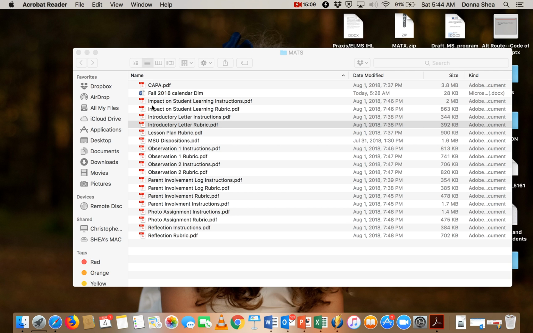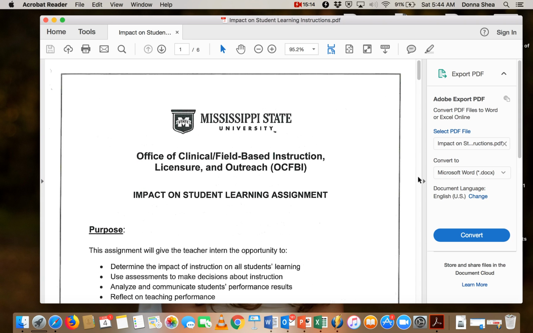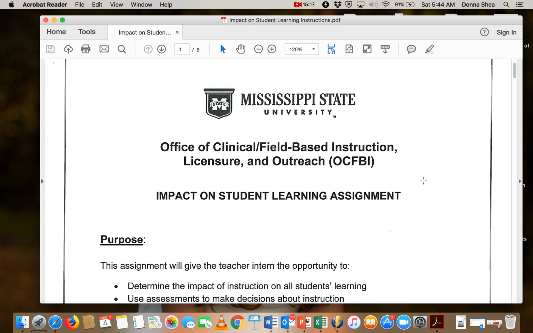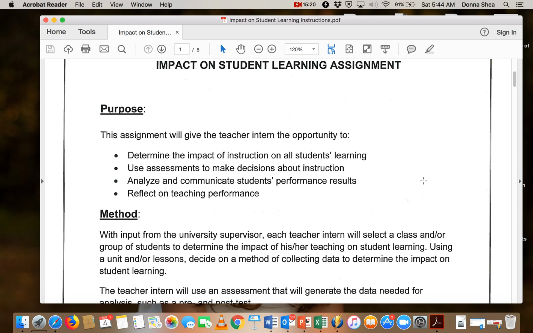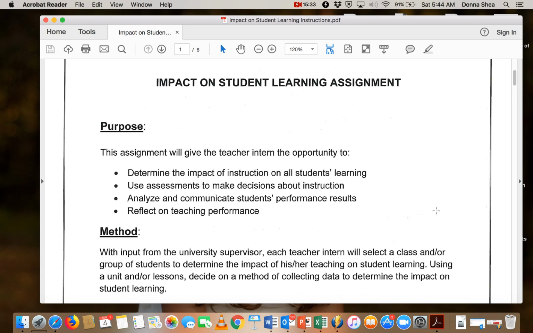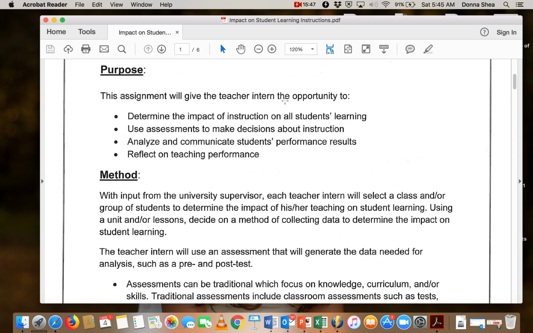You have an impact on student learning assignment, which is a pretty large assignment. It's going to take you quite some time to put this one together. For this assignment, you want to choose a unit that's going to take you a couple of weeks to cover. Basically, you're hopefully demonstrating that you had an impact on student learning. However, if it shows that your students really didn't learn that much, you're not penalized. It just helps you to see the data.